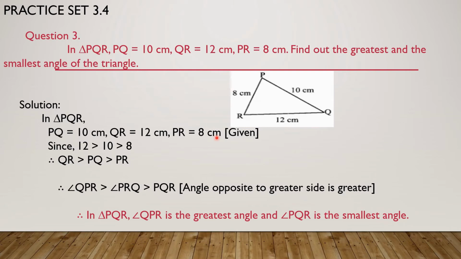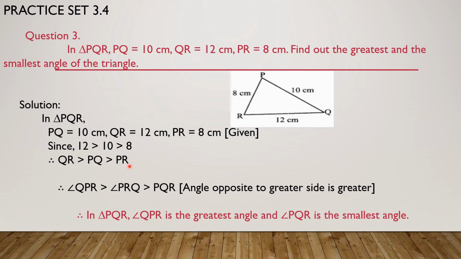And next is to compare the lengths of the sides of the triangle. There, 12 is greater than 10, which is greater than 8. Therefore, 12 centimeters means QR is 12 centimeters in this figure. Therefore, QR is greater than PQ, which is greater than PR.